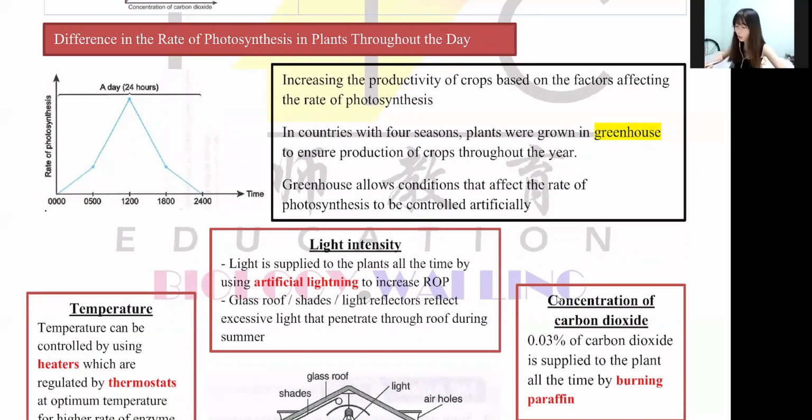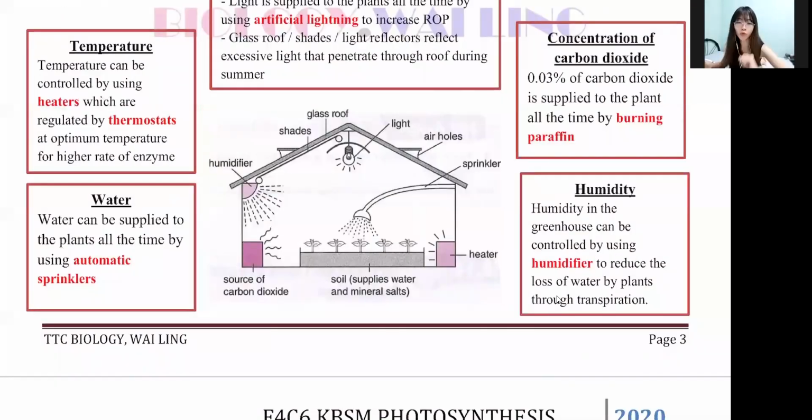Number 1, we can control water. How to control water is by using a water sprinkler. This water sprinkler is an automated one. You can set timing, so at different times it will sprinkle the plants. So number 1, you can control water by using an automatic sprinkler. Important, the red color one is important, okay?